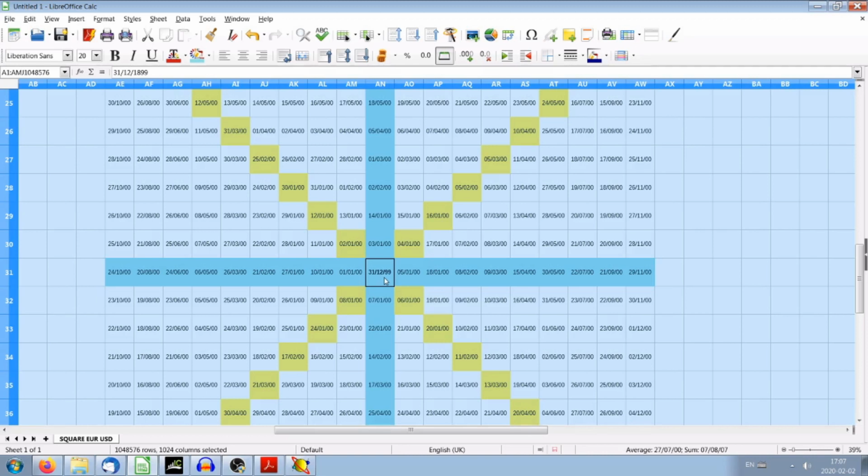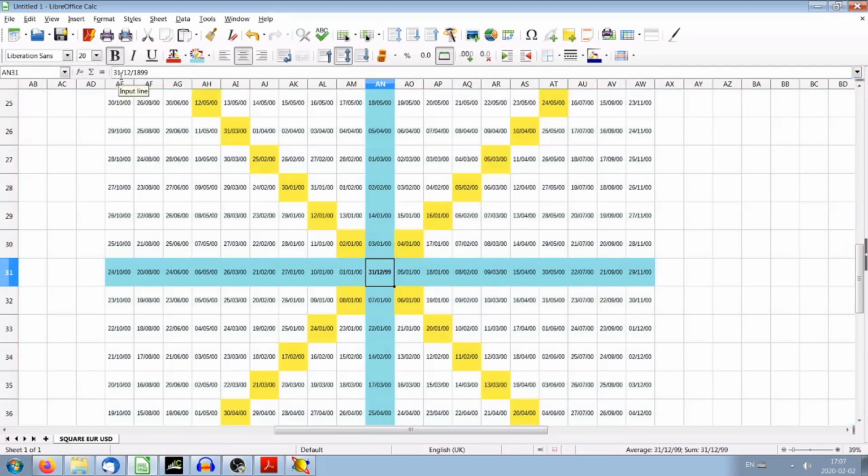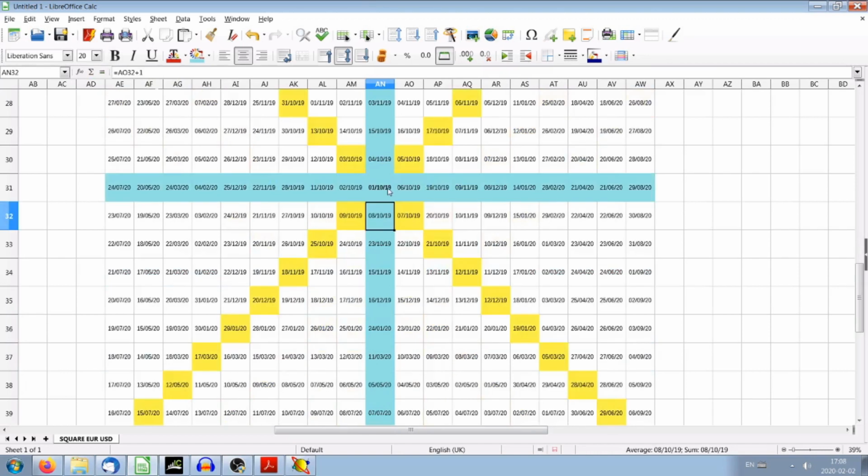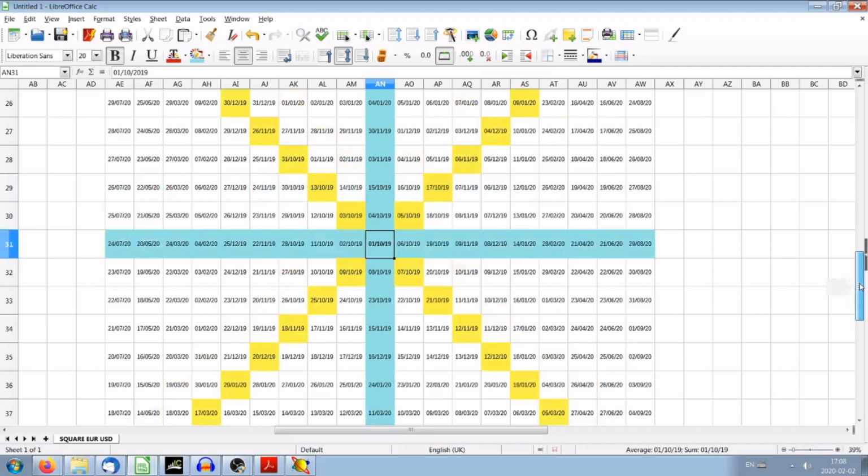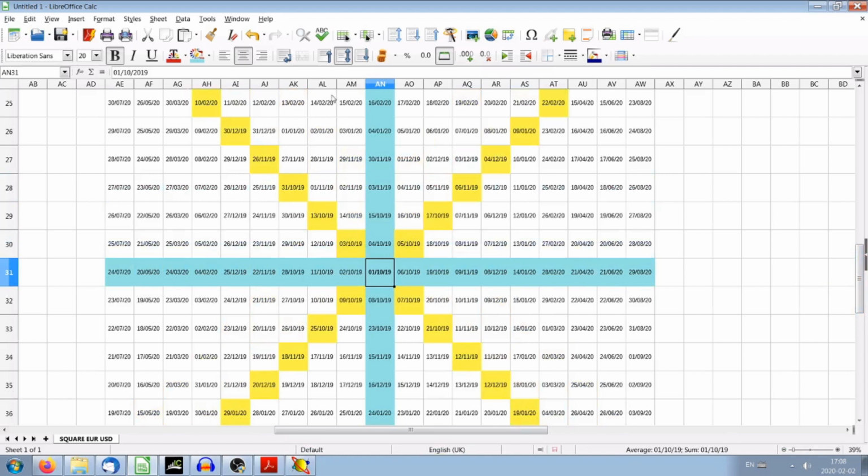At the beginning the date is 31st of December 1899, long ago. We have to change it to 1st of October 2019. After we entered this date, which is 01 October 2019, we got such funny dates over here. On those lines, blue ones or the yellow ones, we might expect major changes.